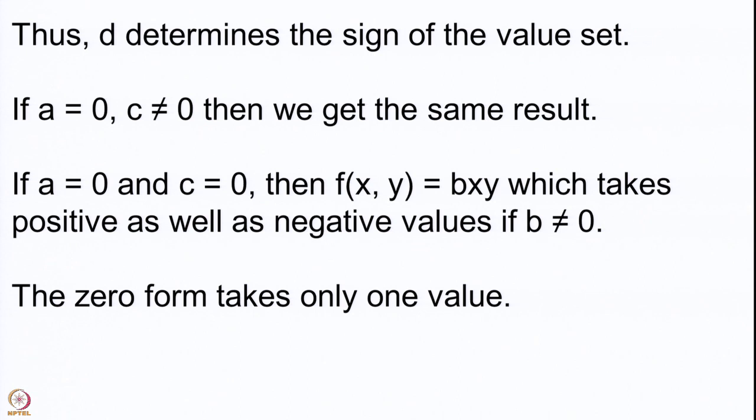If you have all A, B, C equal to 0, then your form is 0, and the 0 form can take only one value, and then there is nothing much that we need to do. So, from our next discussions we are not going to consider this form, because its value set is the singleton 0, it has no sign, and it really has no interesting properties.